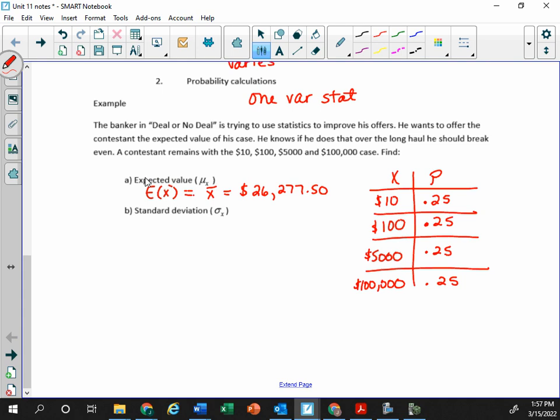So does expected value mean this contestant is walking away with $26,000? No. Is there any way he even could walk away with that much money? No. He's going home with either 10, 100, 5,000, or 100,000. But this means in the long term, this is the average amount that people would end up with. Is this the number they give them? Yes. This is figured in.